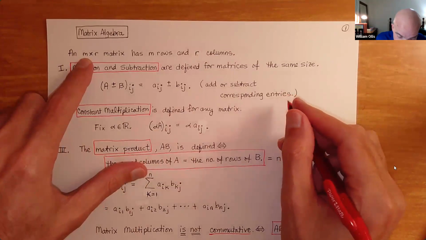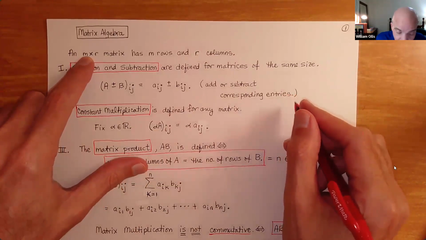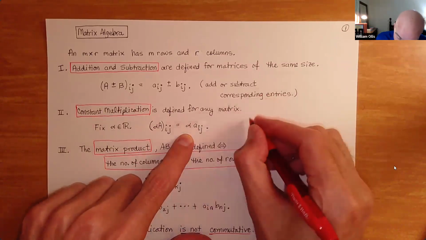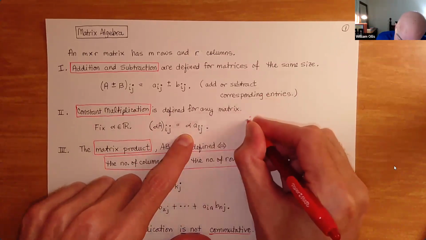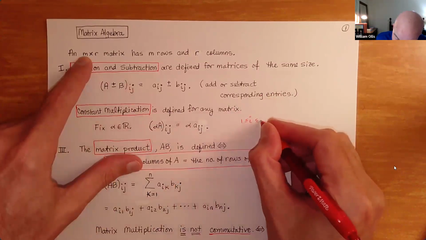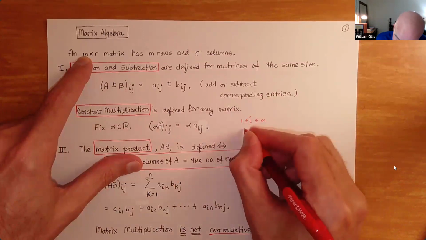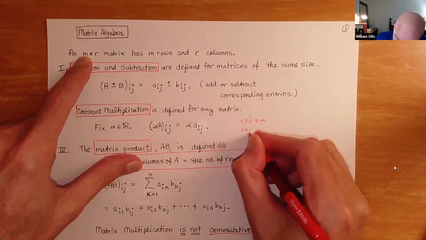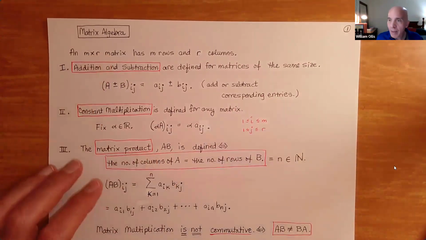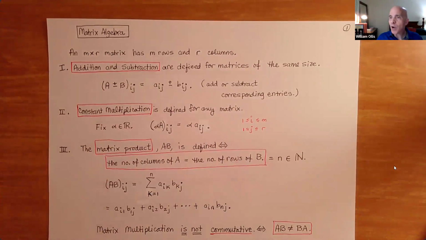Notice we have a matrix here of size M by R. And if we're just applying that to this definition, we could say I has a minimum value of 1 and a maximum value of M. And then J has a minimum value of 1 and a maximum value of R. Again, we're simply keeping track of the elements in a matrix by designating its row number and its column number.